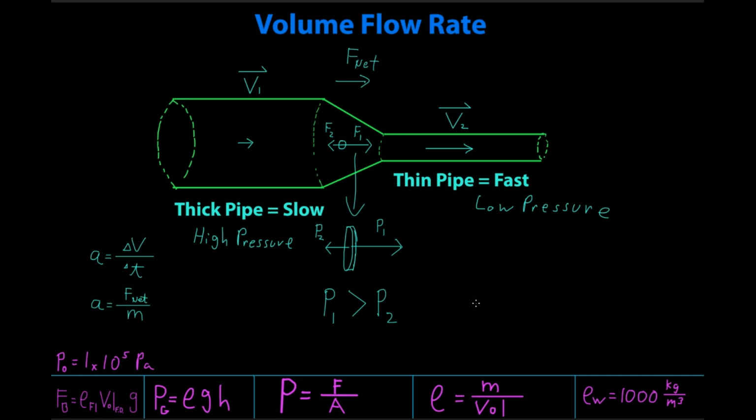So the fluid moving in the thick pipe, where the fluid is moving slowly, is under a higher pressure than the fluid moving in the thinner pipe, where the fluid is moving much more quickly. If there's an increase in velocity, we must have a net force. If you think about it per cross-sectional area, then we must have a net pressure to the right. So the pressure in the thick pipe is more than the pressure in the thin pipe.